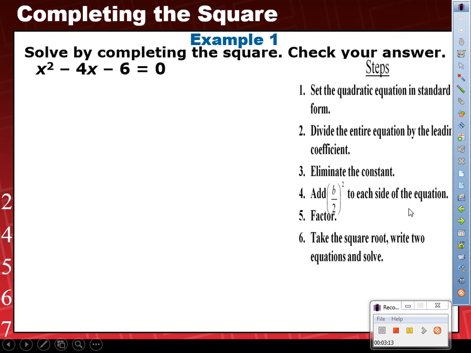Example number 1. On the side, I'm going to leave the steps over here so that we can check off the steps. And so you can have them right there in front of your screen so that we see them and we do the step. So it says, example 1, solve by completing the square and check your answer. Copy it verbatim, please. For the purpose of this lesson, we're not going to check. We already know how to check. But for right now, we're just going to complete the square and solve the equation. So just write example 1, solve by completing the square. x squared minus 4x minus 6 equals 0.